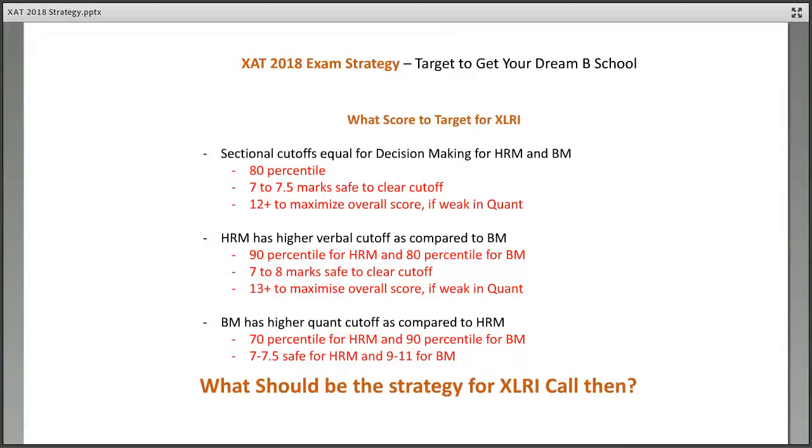When it comes to verbal, the cutoff for HRM is 90 percentile, while that for BM is 80 percentile, the sectional cutoff for verbal. And as per past trends, 7 to 8 marks will ensure that you are clearing this cutoff.